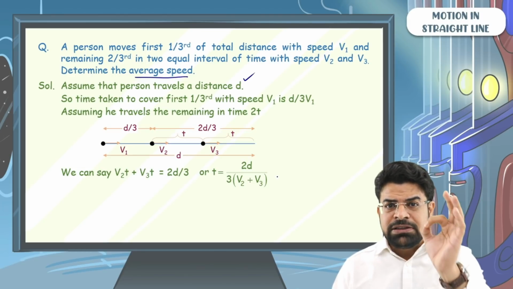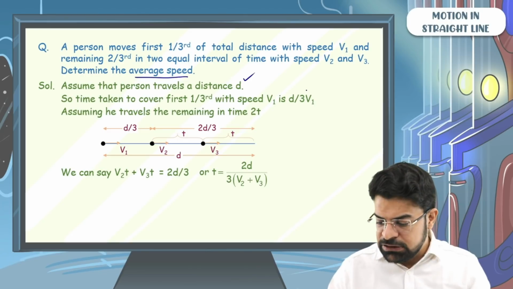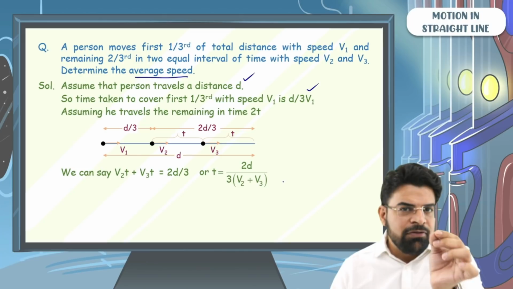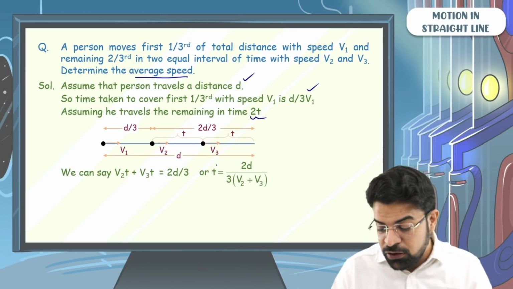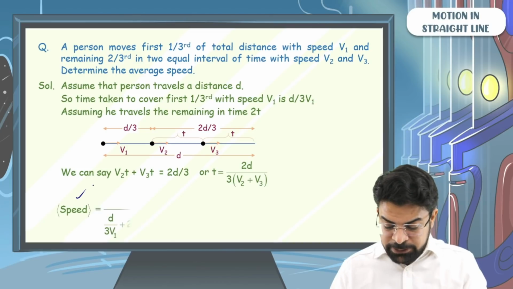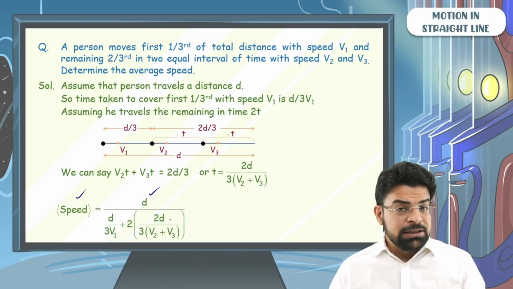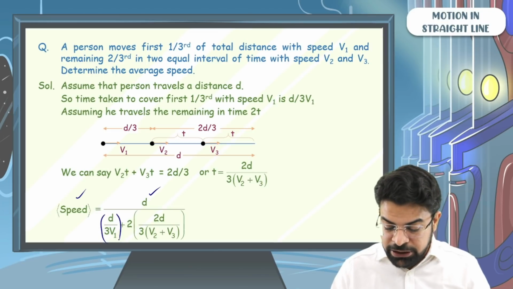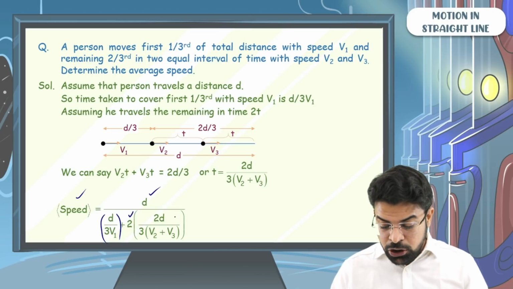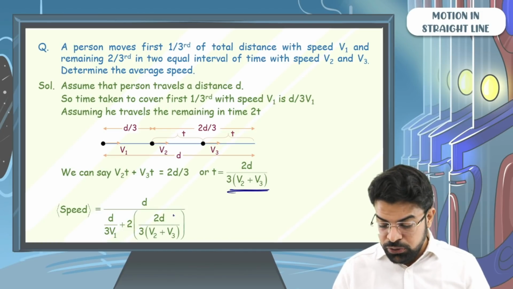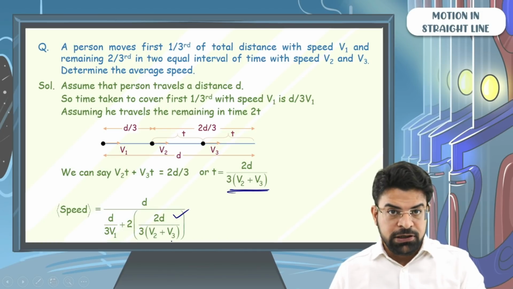To travel the first distance d by 3, the time taken is d by 3 v1. To travel the next distance 2d by 3, we have assumed that the time taken is 2t, where we already know the value of t. So we can say the average speed will be the total distance traveled d upon the total time taken. The total time taken will be d by 3 v1 plus 2t. And in place of t, we can substitute 2d by 3 times v2 plus v3.